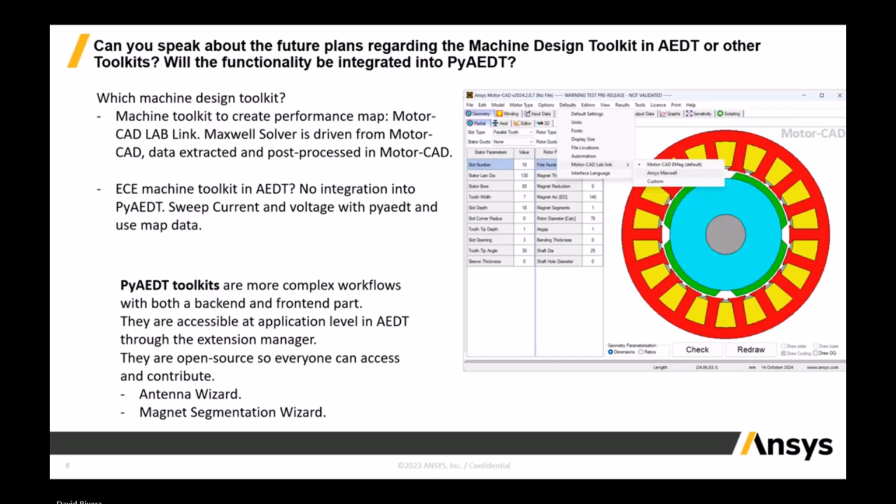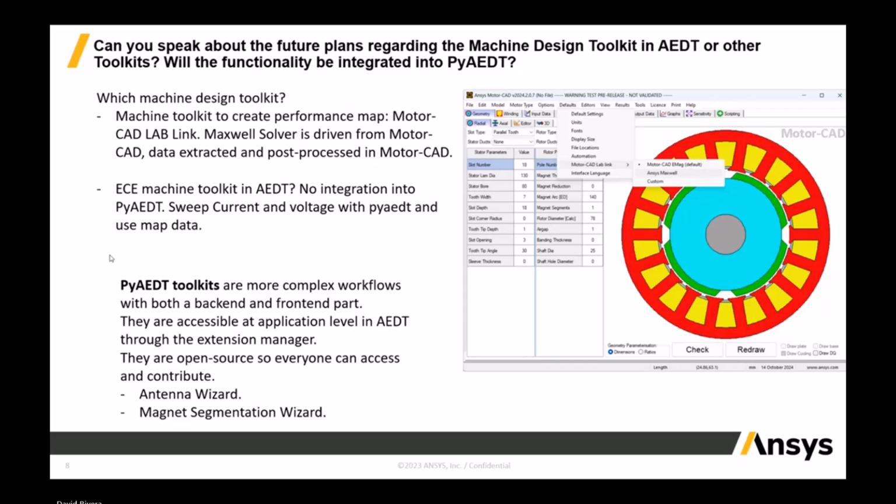If instead the question was referring to the EC machine design toolkit, we're not planning to integrate it into PyAEDT, and we don't have further details about that. Of course, if the intention is to sweep current and voltage, you can use PyAEDT and then subsequently get the map data. So these were the two cases that I was able to cover regarding the first question.